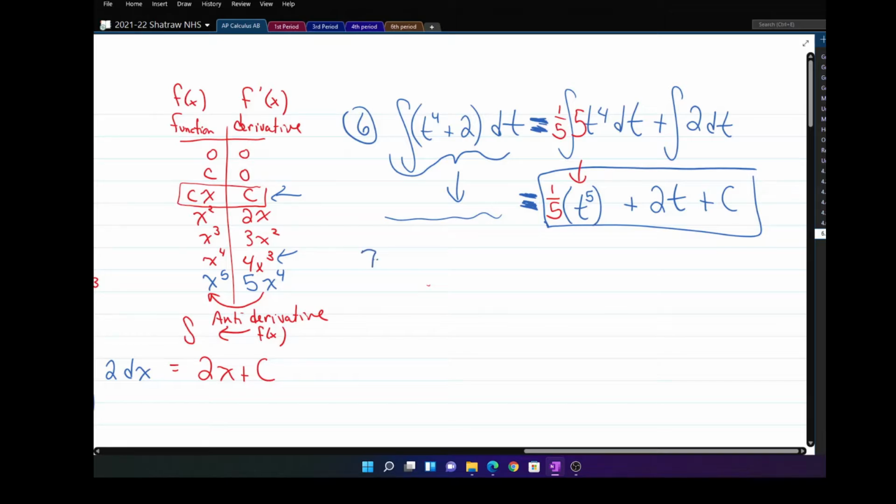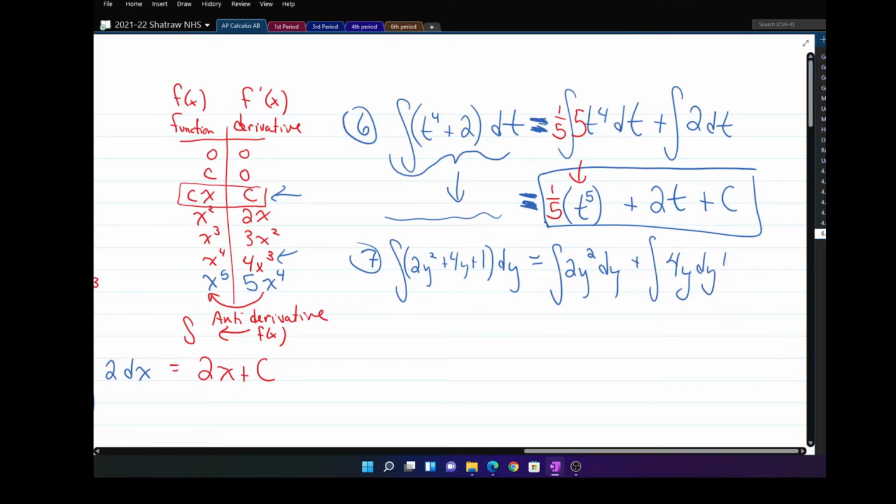Now let's take a look at number 7. I'm seeing an integral symbol, and it's 2y squared plus 4y plus 1, and here is my dy. For a little while here, I want to break each one of these up so we can see each one individually and tackle them individually.